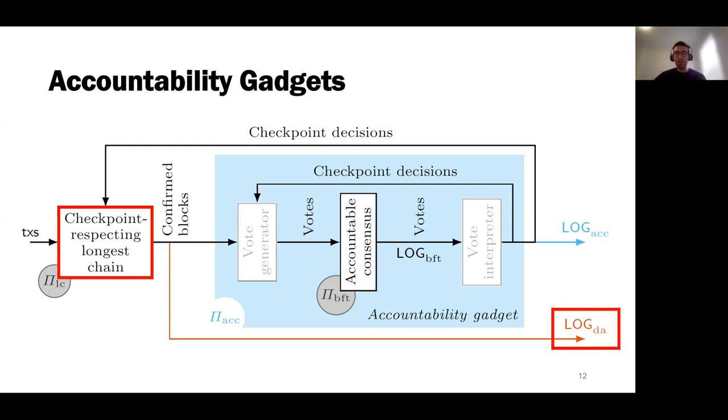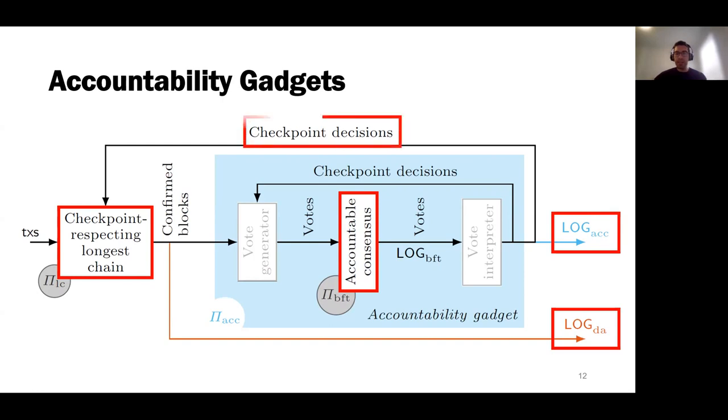At the same time, these blocks are given to the accountability gadget, which treats them as proposals for checkpointing. Upon observing a proposal for checkpointing, the validators in the system would send checkpointing votes. These votes are then ordered with the use of the accountable safe consensus protocol with which the accountability gadget was instantiated. After the votes are ordered, a checkpoint decision is reached. Thus, a proposal becomes checkpointed or not. The prefixes of the checkpointed proposals or the checkpointed blocks on the longest chain are outputted as the accountable prefix ledger.